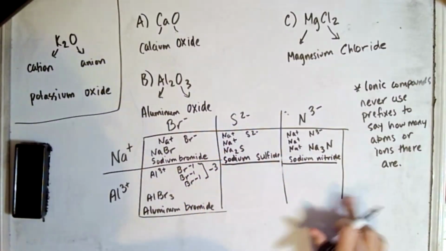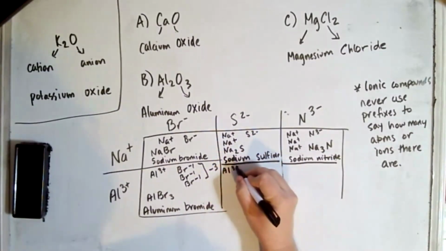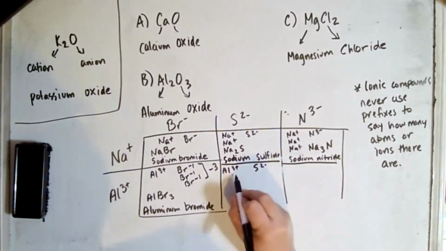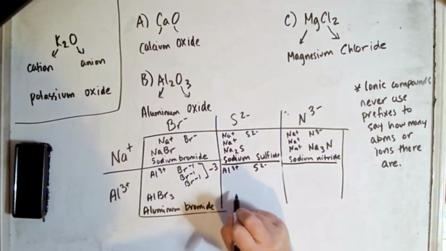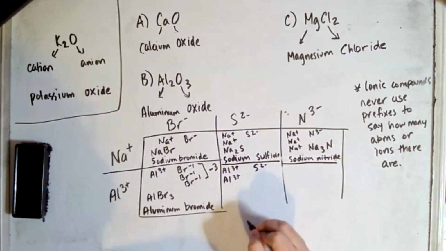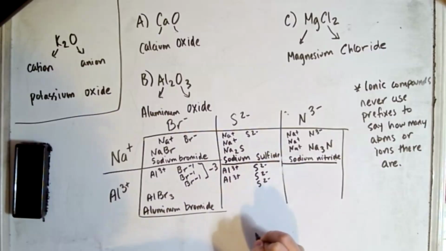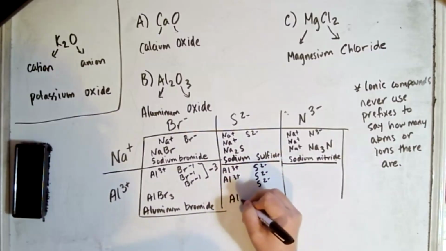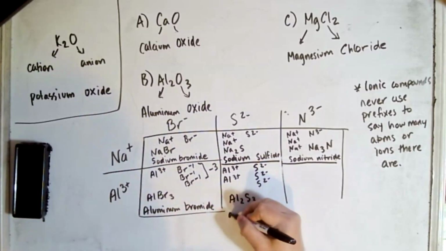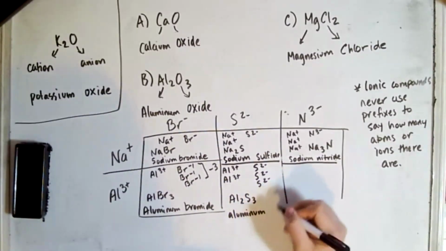Our example over here, we have aluminum with a +3 charge, and we have sulfur with a -2 charge. Again, this is a scenario when we're going to need to look for that least common multiple. So we're going to end up needing 2 aluminums to get to +6, and then 3 sulfurs to get to a -6. And so our formula is going to be Al2S3. And then the name for that is just going to be aluminum sulfide.